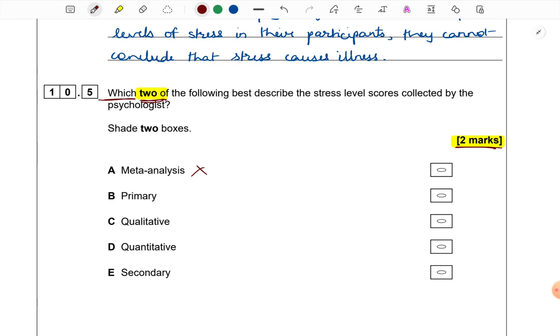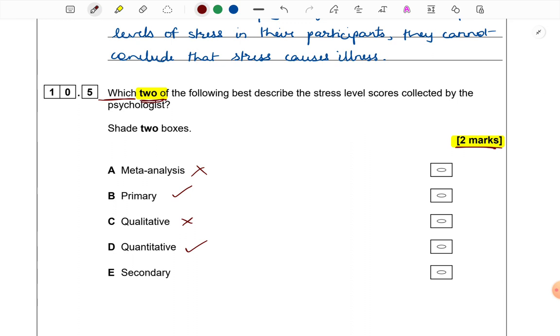Primary, are the scores primary? Certainly they are, because primary means first hand data or first hand information collected by researchers. Indeed, in this study, we saw that they collected information directly first hand from teachers. Qualitative data? No, because stress levels were measured on a scale from 1 to 10. That certainly isn't qualitative data because qualitative data has to be descriptive. This data was numerical. Quantitative, yes, it was quantitative data because it was numerical. It was ranging from 0 to 10.